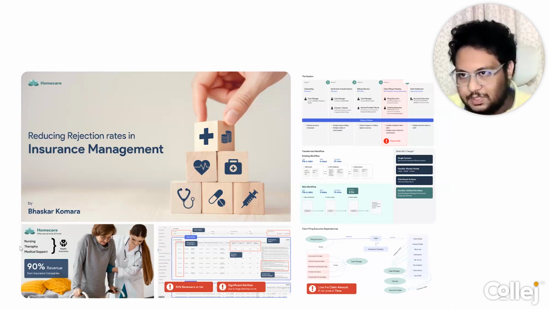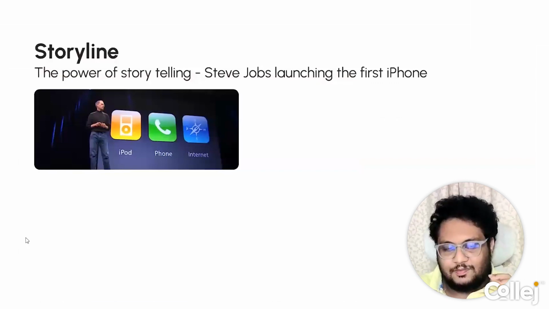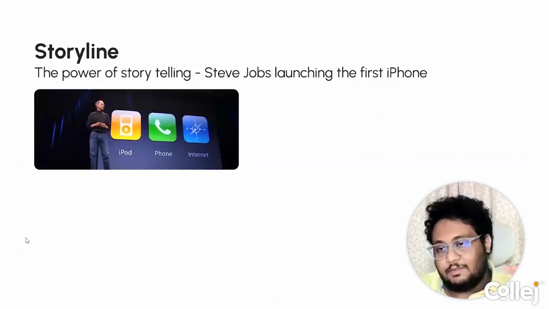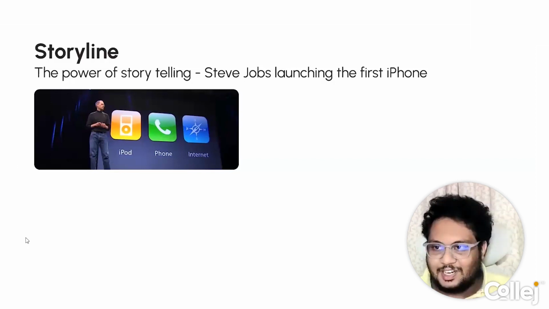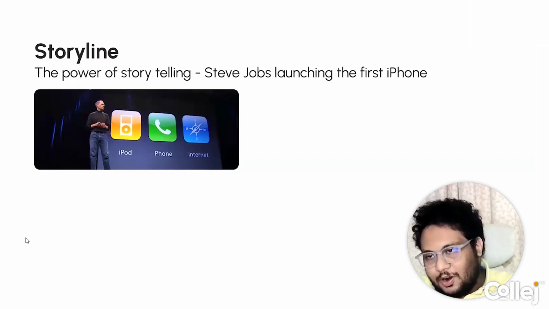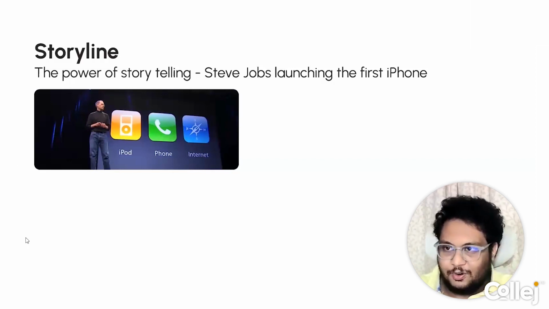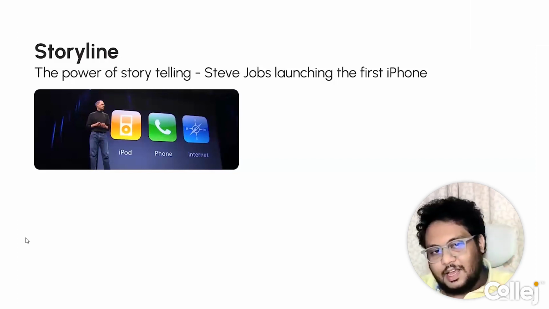Now if you look at general examples of what is happening using storyline, we all know how the iPhone was launched, and how amazing that storytelling was, and how we can relate to it. Initially Steve Jobs started by saying they're launching three new products: one an iPod with a full screen, one a phone, and one an internet communicator, and they created a drama around it.